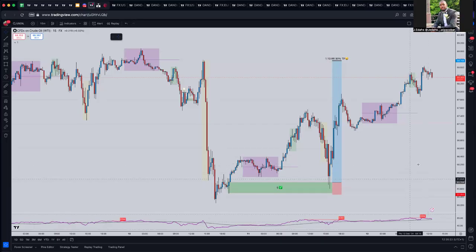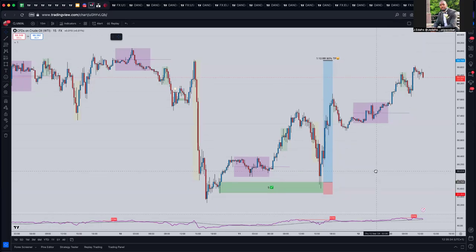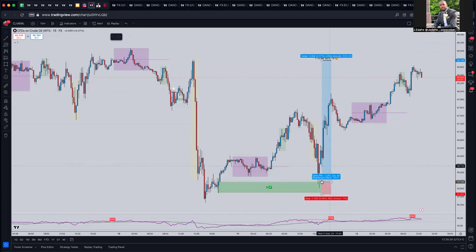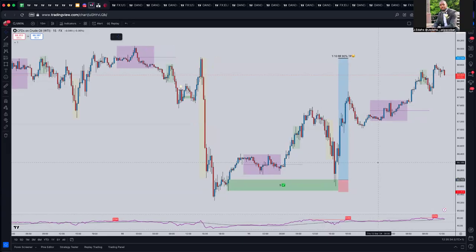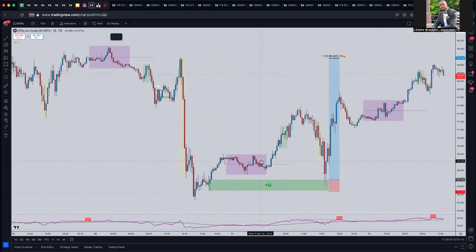Okay, let's go through another trade that happened yesterday. So this trade, again, very, very simple. And again, it's in line with everything that we look for and how price accumulates and distributes throughout our daily cycle. As you can see, we took out the Asia session high, then we came back to take out the low.